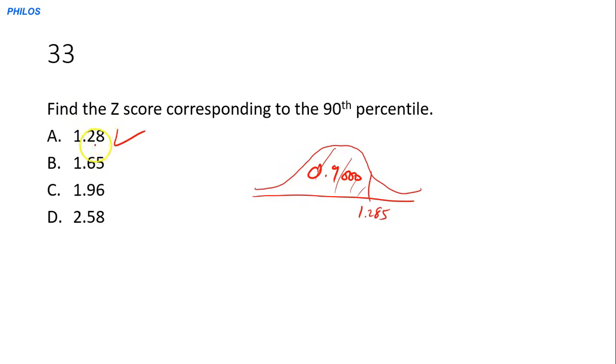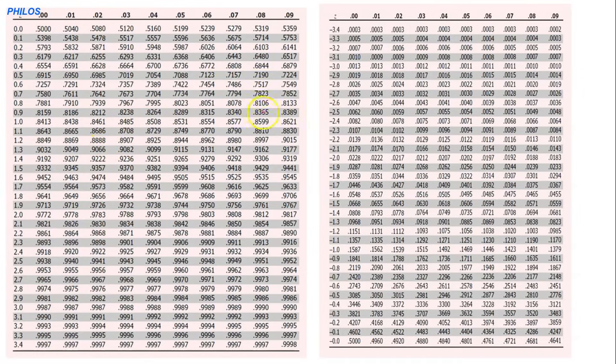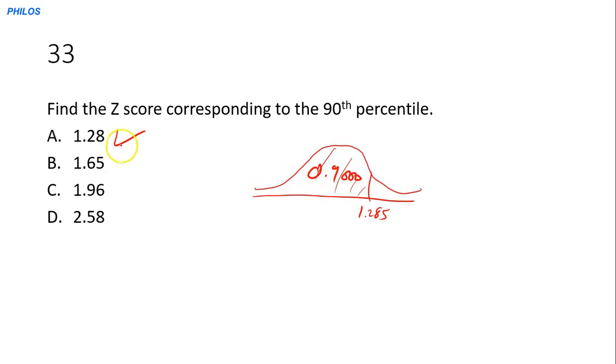Now, the reason the answer here is 1.28 is that when we go to the z table, the two values closer to 0.900 were this and this, isn't it? Now, this is more close to 0.900 than this. That is why we take the z-score of this, which is 1.28. Okay, so let's proceed to the next question.